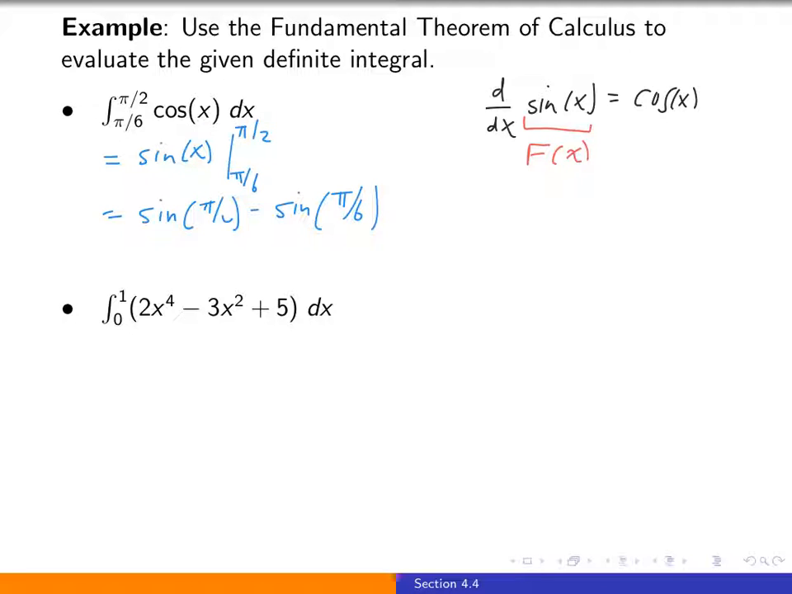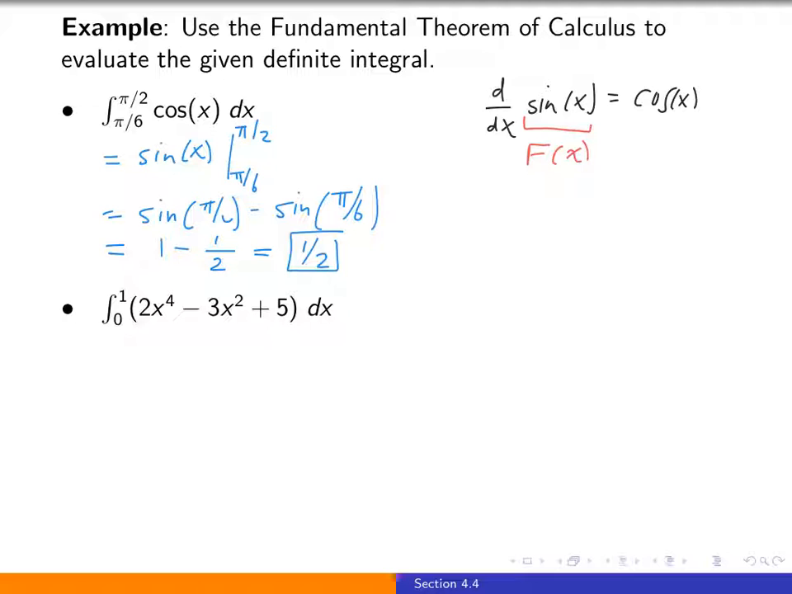And both of these values, pi over 2, pi over 6, are common values for sine. Sine pi over 2 is the number 1. Sine pi over 6 is the number 1/2. 1 minus 1/2 is 1/2.